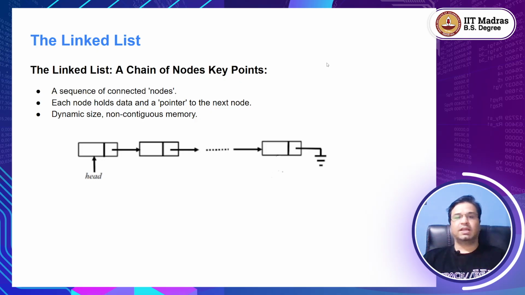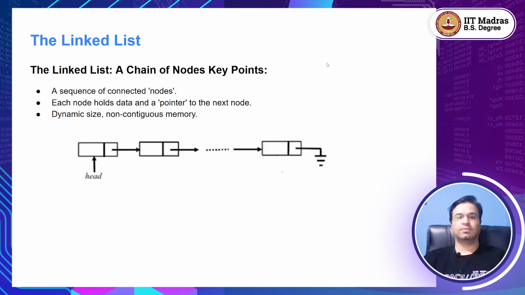A linked list is a collection of elements called nodes. Each node contains two main parts: the actual data it's storing, and a reference or pointer to the next node in the sequence. The very first node is called the head, and the last node typically points to null or undefined, signifying the end of the list.